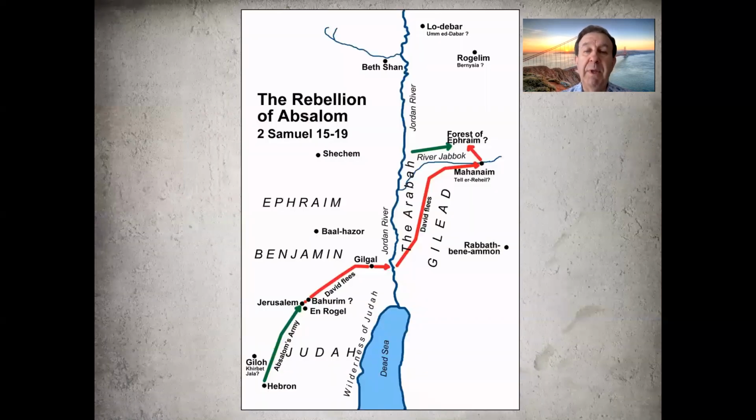We notice the map again here. David was camped along with his forces somewhere in the general area there of Gilgal. He hadn't crossed the Jordan River until word comes to him.